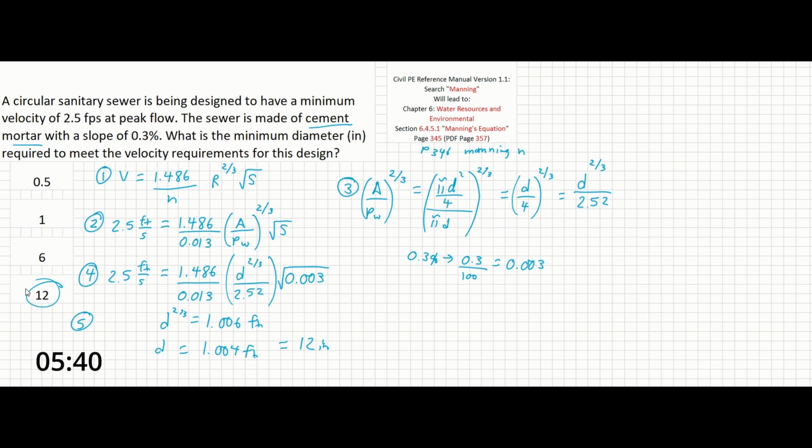And that is all it takes to solve this problem. In summary, in this problem, we need to realize that we need Manning's equation, and we need to know where to get our Manning's n from. We also need to remember that slope should be expressed as a decimal, even if it is given as a percent. And that's it.